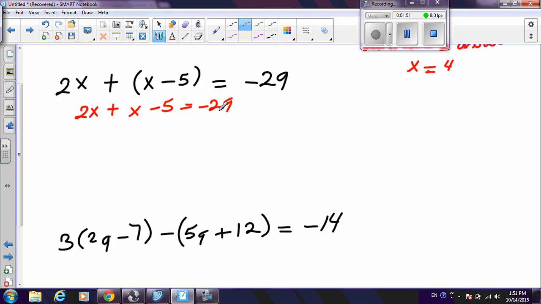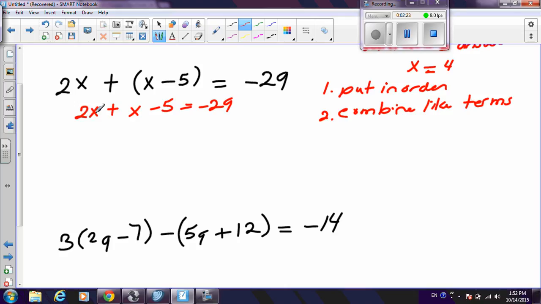All right, so first things first, what we always do is put everything in order. Thankfully, this problem is already in order. We have our x's together. We have our number. This is just a single number by itself. So we're good. All right, now we are going to solve. So step 2, or I can actually use the word combine: combine like terms.